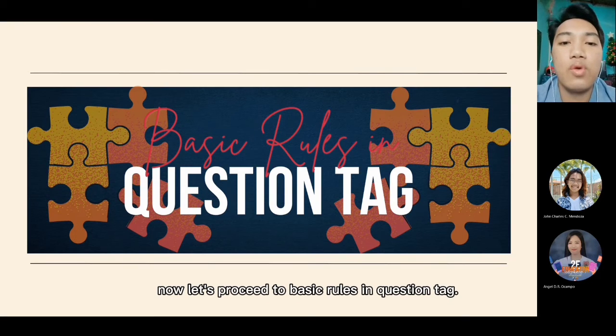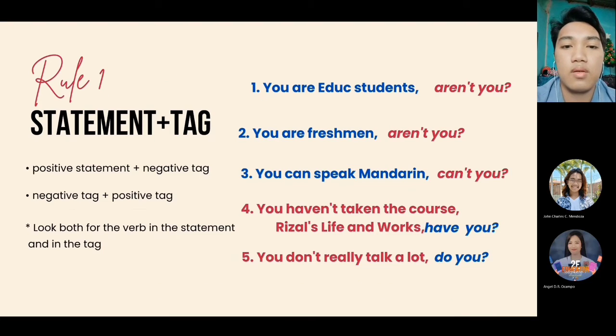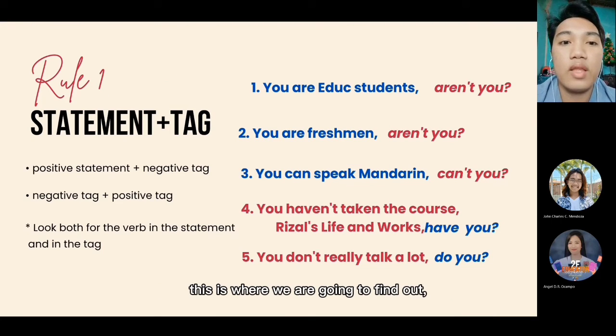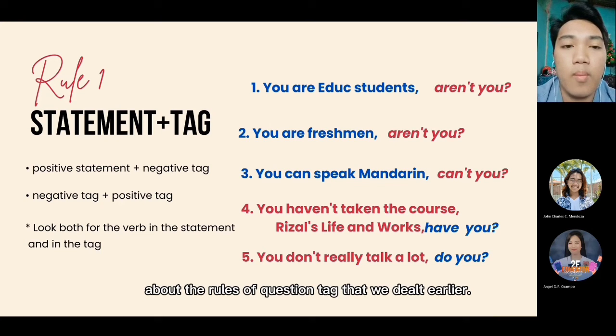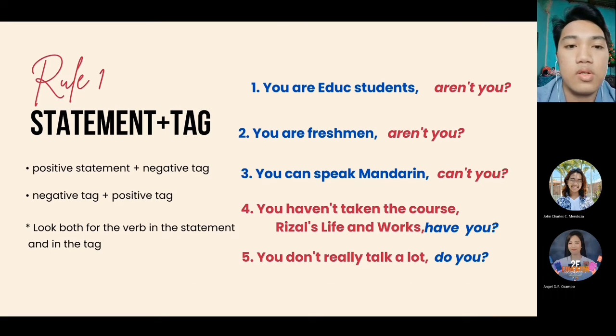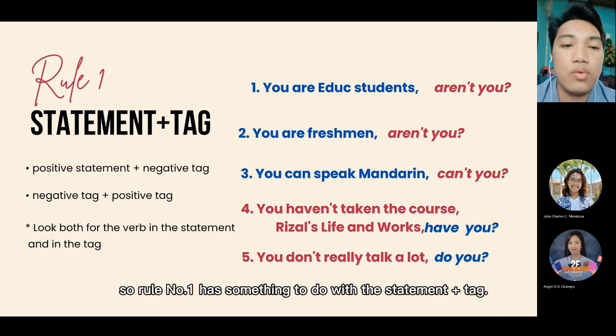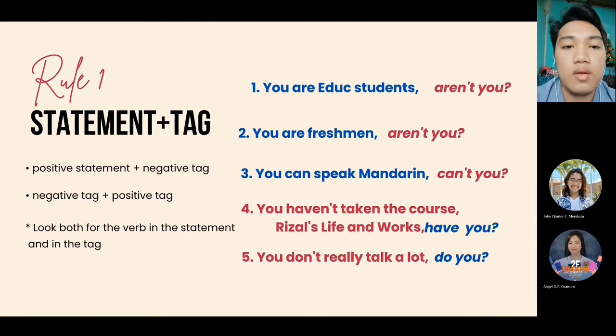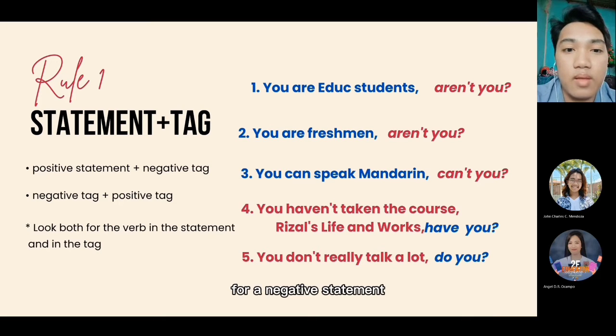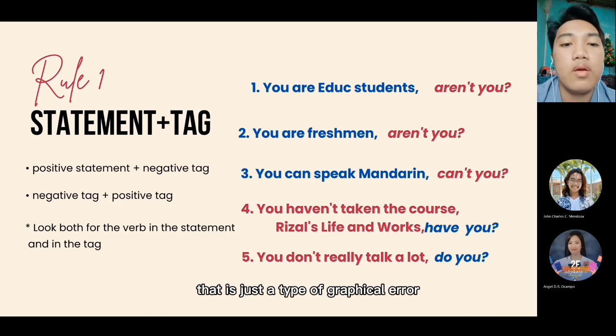Now let's proceed to the basic rules of question tag. This is where we are going to figure out whether your conclusions about the rules of question tag that we did earlier are correct. Rule number one has something to do with the statement plus tag. The rule is a positive statement should take a negative tag, while a negative statement should take a positive tag.